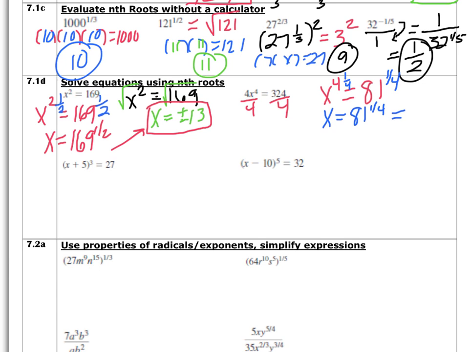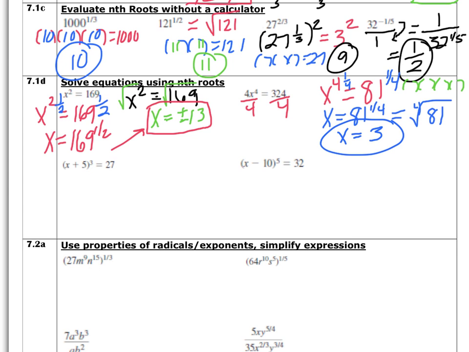Now if you want, you can rewrite that as a radical. It just means the 4th root of 81. So what they want to know is, is there a number I multiply by itself 4 times that gets me 81? Sure, the number 3 is going to work. So here the answer is x equals 3.